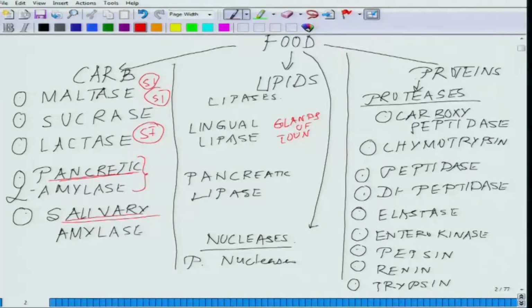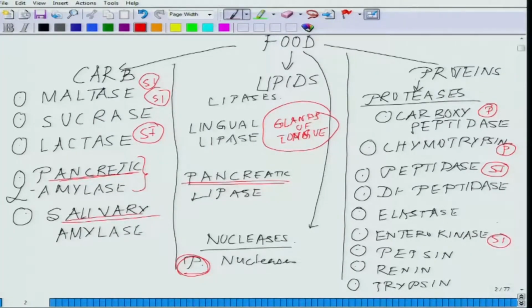Then you have pancreatic lipases, which are secreted by the pancreas, and nucleases by the pancreas. Among the proteases, carboxypeptidases are by the pancreas, then you have chymotrypsin by the pancreas, and dipeptidases by the small intestine. Then you have enterokinase by the brush border and the lumen of the small intestine, SI. Then elastases are secreted by the pancreas, and dipeptidases by the small intestine.